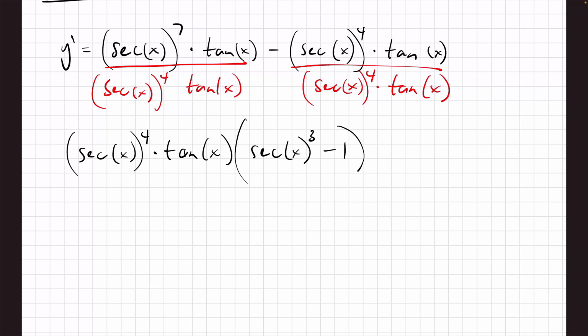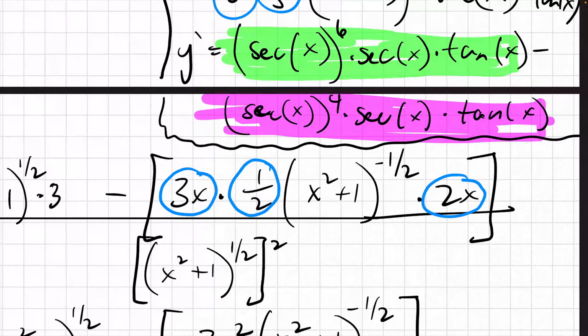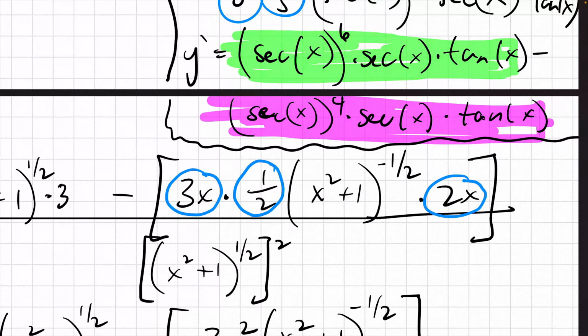Yes. Why was the secant to the power 7 and not 6? Oh, was it 6? Did I write that there wrong? Oh, it was supposed to be 6, but then I combined it with this guy because it's multiplication. So this is power 1, power 6, 7.